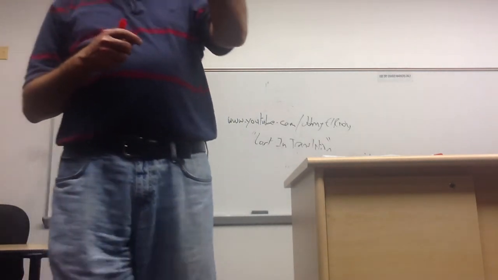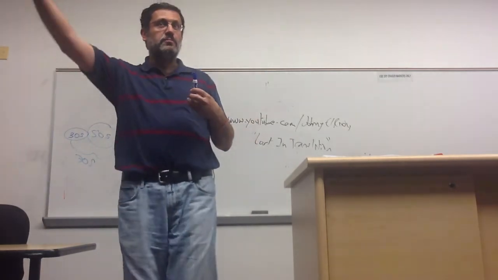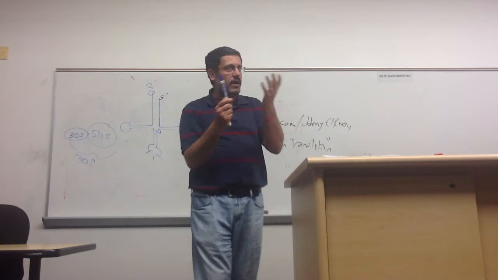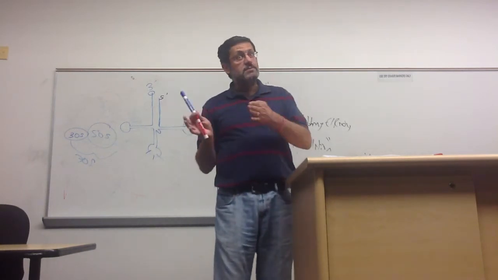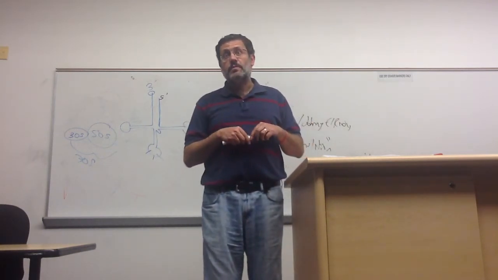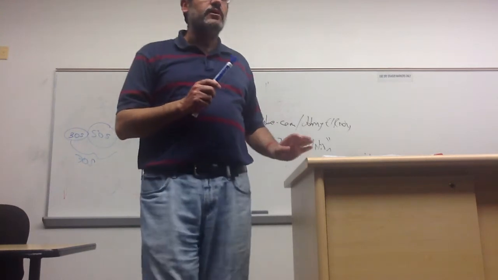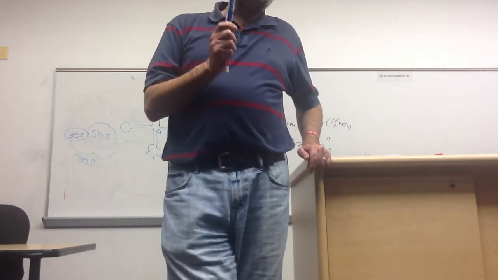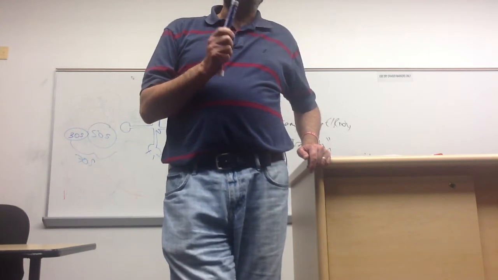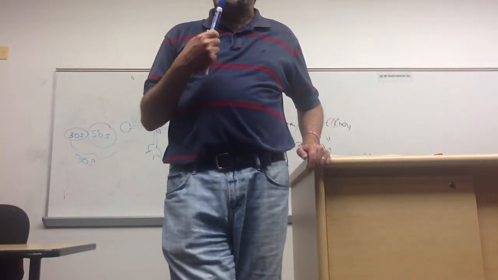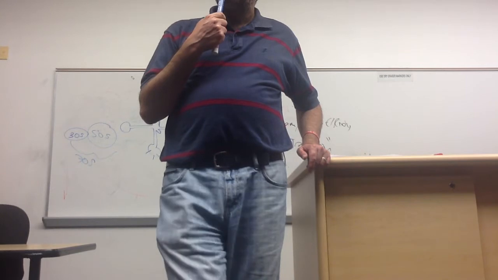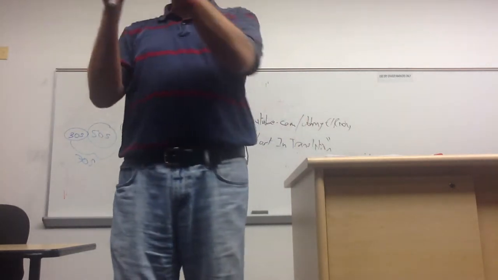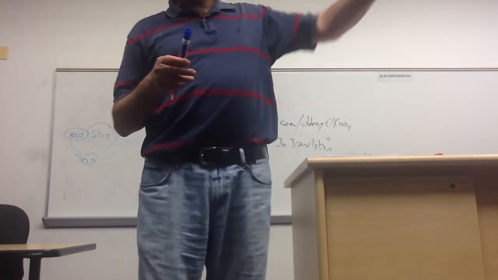So IF2 brings it in, EF-Tu brings the other one in, peptidyl transferase transfers them. It's the ribozyme. EF-G promotes translocation. One final point here. True or false, translation occurs in the 5' to 3' direction. In other words, the messenger RNA is read starting at the 5' and continuing towards the 3'.